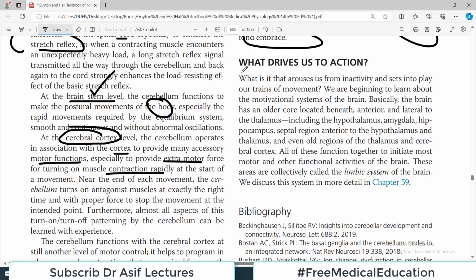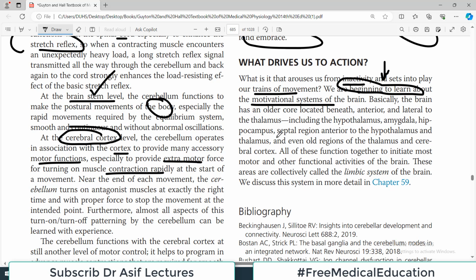Okay, then what drives us to action? What is it that arouses us from inactivity and sets into play our trains of movement? So you are sitting on a chair. What is it that actually asks you to stand up and do the movement? We are beginning to learn about the motivational system of the brain. Look, whenever I say that we don't know much about the nervous system, that it is a very complicated system, people often object to me. But Guyton is saying the same thing. So we are beginning to learn. Our understanding of how the nervous system is designed to work is actually very, very naive, in a neonatal stage.